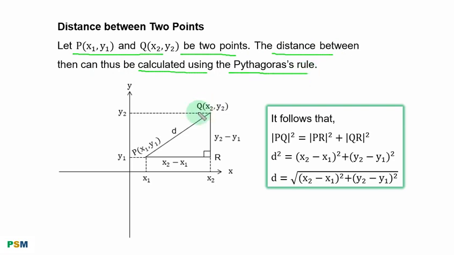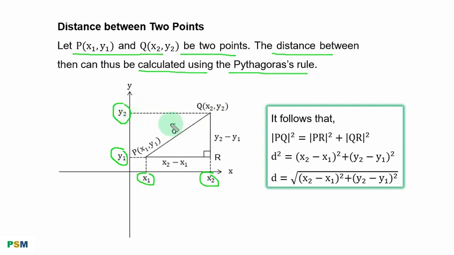Let's try to plot the 2 points on the rectangular coordinate system. You have point P and Q. If you trace point P to the x-axis, you have S1. To the y-axis, you have Y1. If you trace point Q to the x-axis, you have S2. To the y-axis, you have Y2.